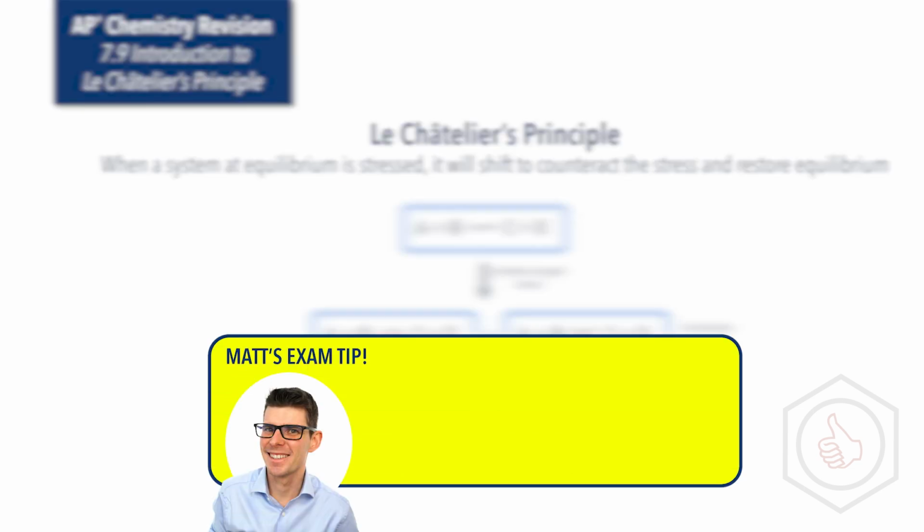Exam tip here: you may see Le Chatelier's principle written in different ways, but always avoid thinking of equilibrium systems as trying to do anything. Le Chatelier's principle is observational. It doesn't explain why such shifting occurs.